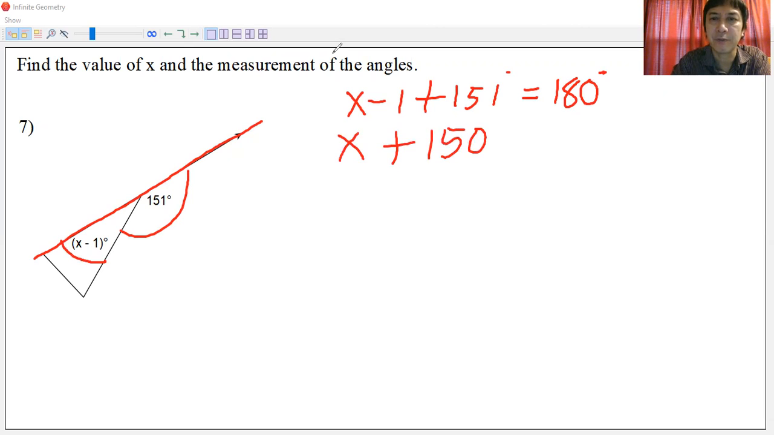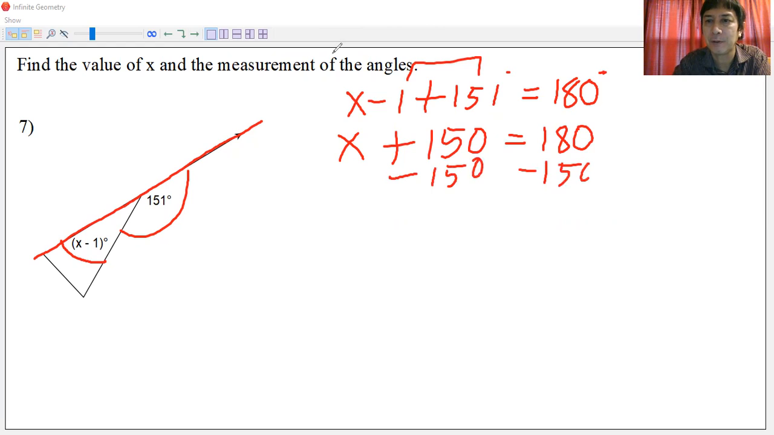We still have the x over there, and this is equal to 180. So when you combine these two, 151 and a negative 1, it's the same as 151 minus 1. And so now we have x plus 150. What should be the value of x added to 150 to give 180? That looks like 30. 30 plus 150 is 180. But the algebraic solution goes this way. Minus 150 there. This zeroes out, and x is the difference of 180 minus 150.